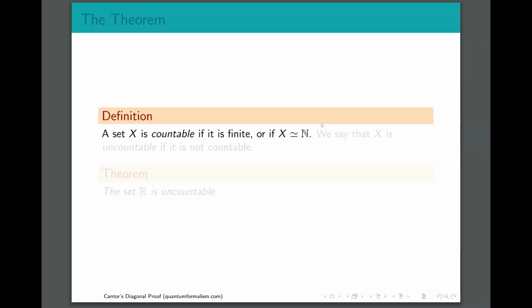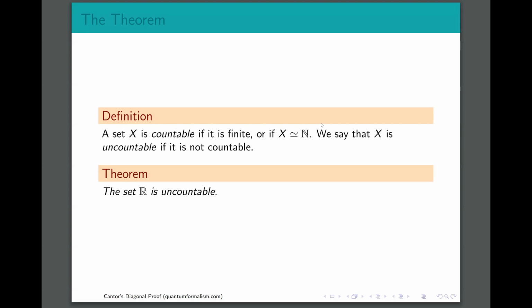So, you've seen this definition before. A set X is countable if either X is finite or if X is in bijection with the set of natural numbers. We say that X is uncountable, naturally, if it is not countable. The theorem we're trying to show today is that the set of real numbers is an uncountable set.